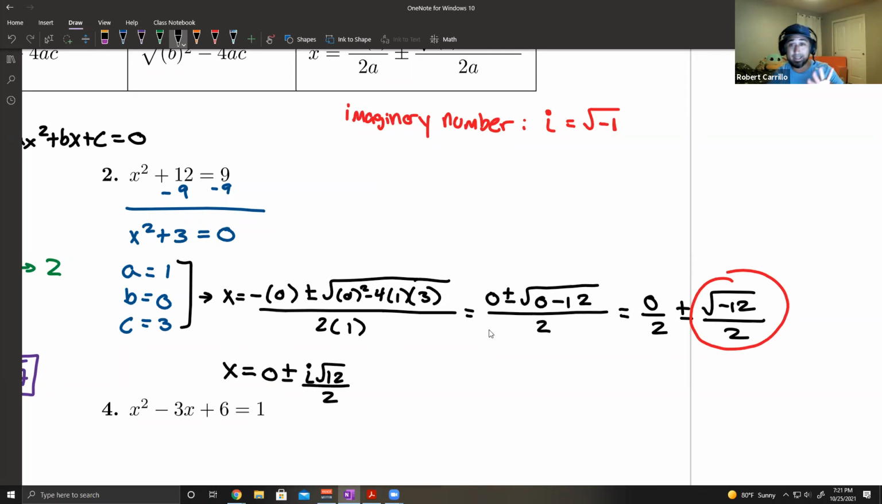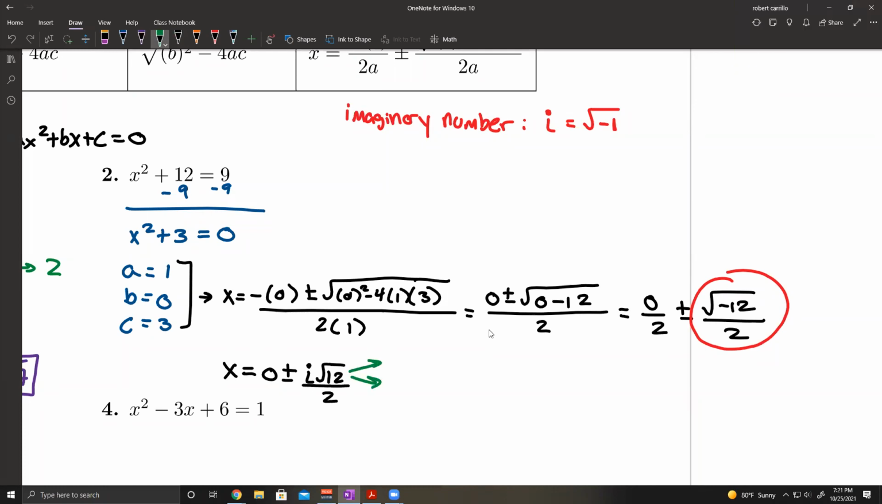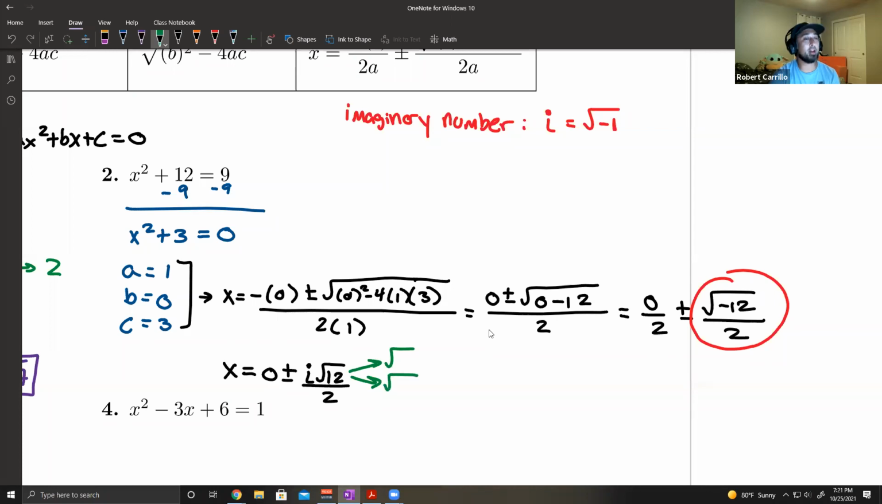All we have to do is take that imaginary number out. You take the square root of negative 1 out, it becomes an i. Okay, but then we still have a little bit more work to do. Can you break down the square root of 12? Yes. Give me 2 numbers that make 12. 6 and 2. Give me 2 other numbers that make 12. 4 and 3.